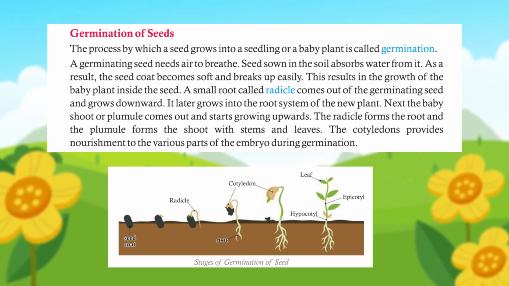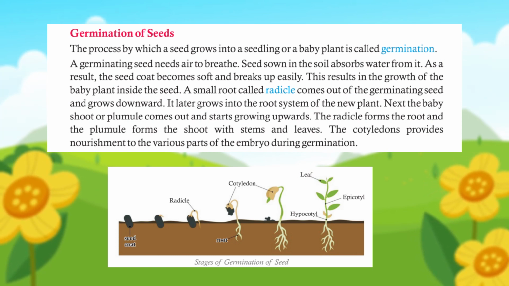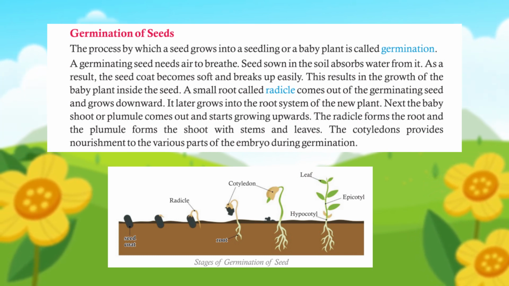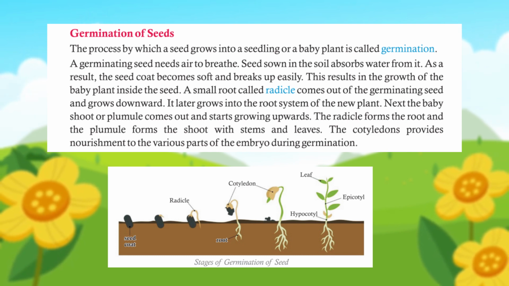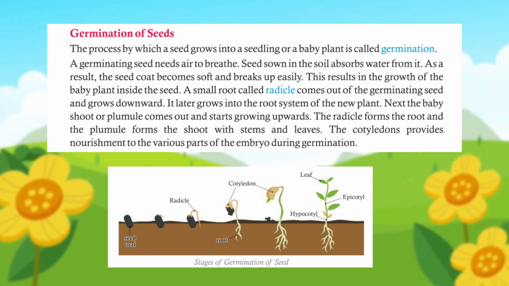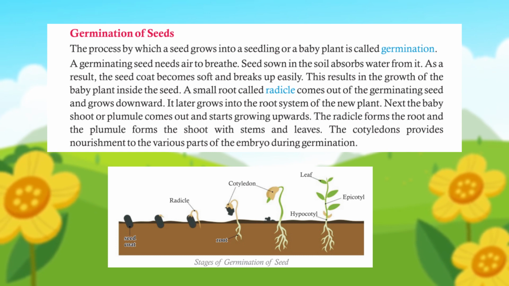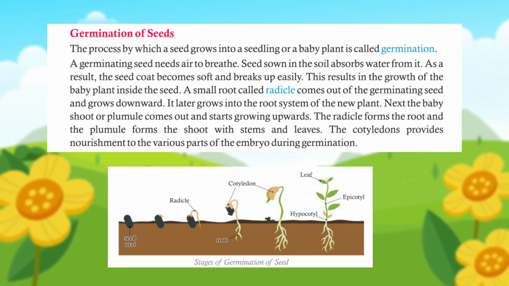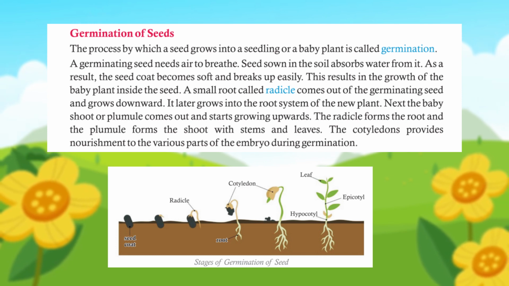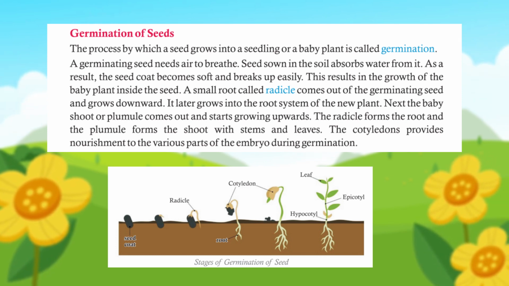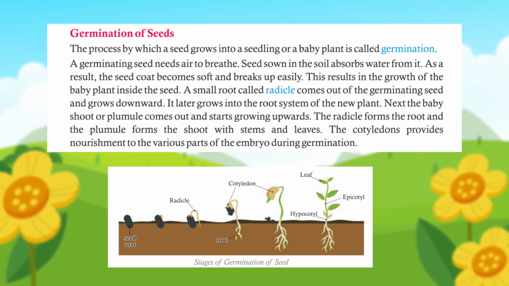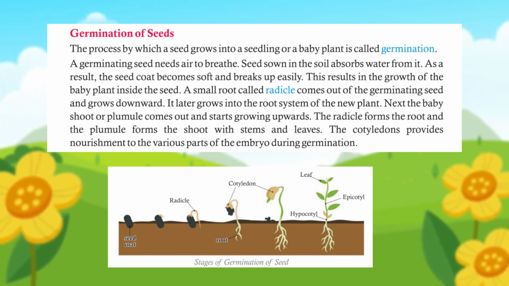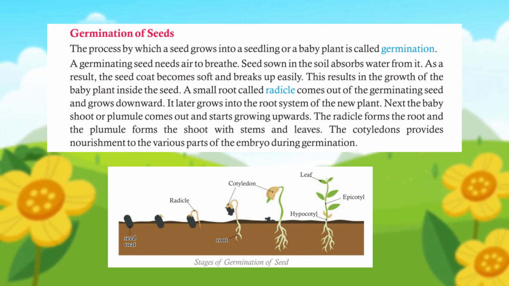Germination of seeds. The process by which a seed grows into a seedling or a baby plant is called germination. A germinating seed needs air to breathe. Seed sown in the soil absorbs water from it. As a result, the seed coat becomes soft and breaks up easily. This results in the growth of the baby plant inside the seed.